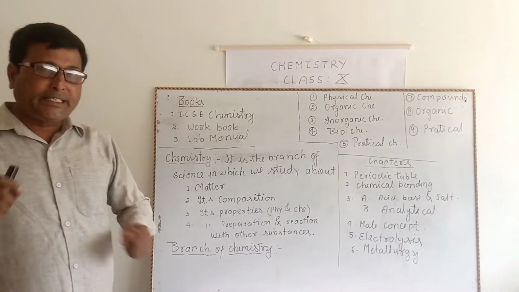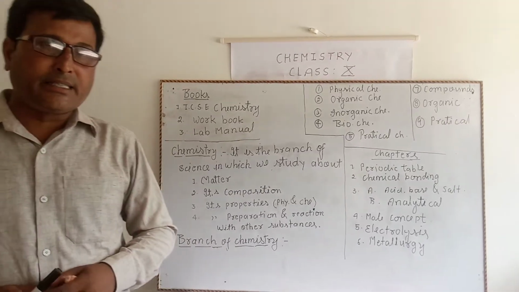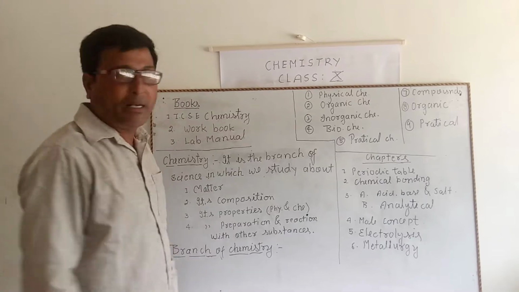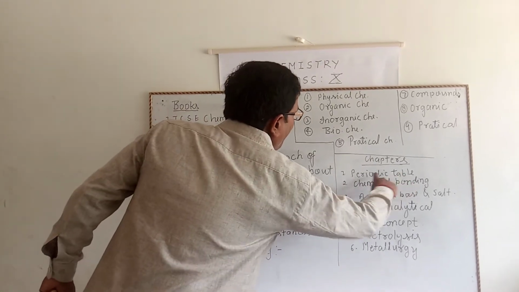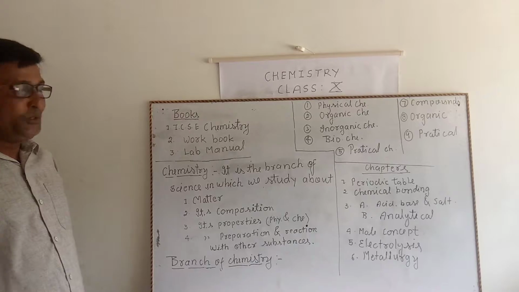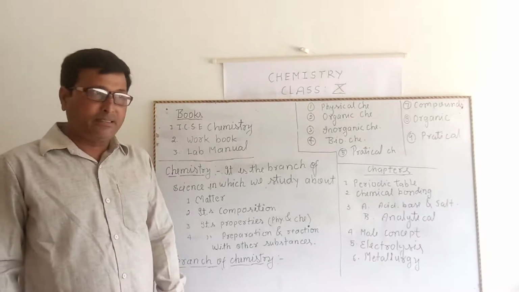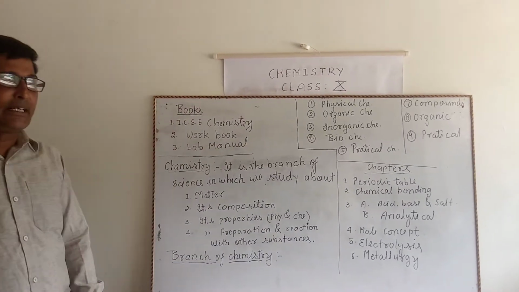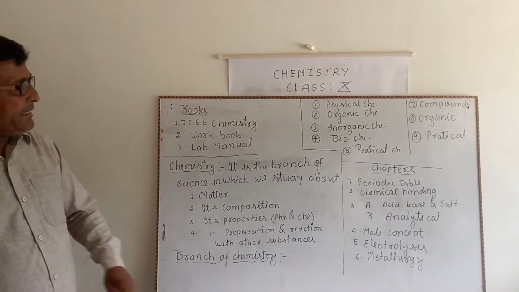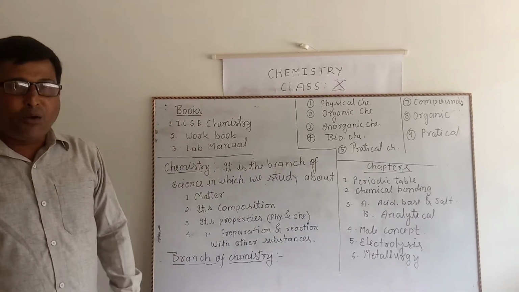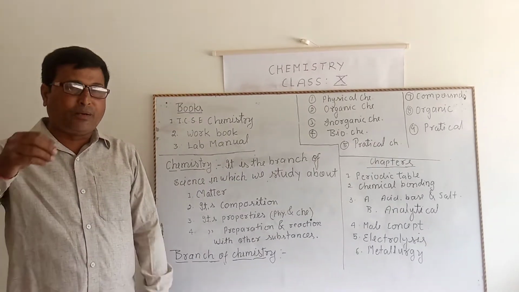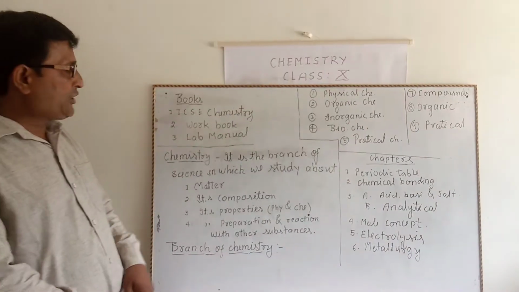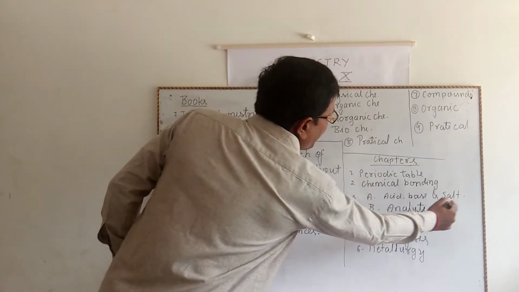Now, which chapters are you going to study in ICSE chemistry? The chapters I have mentioned here. First one, periodic table. You are familiar with this chapter from the 9th class. Second one, chemical bonding. That is a very interesting chapter, and in it you will study how compounds are formed, either covalent compounds, ionic compounds, or coordinate compounds. Third one, acid, base, and salt.